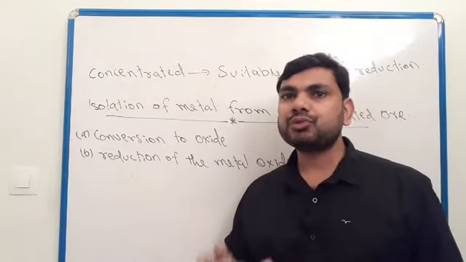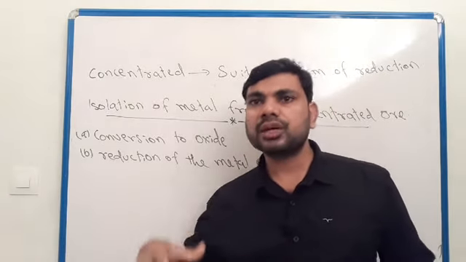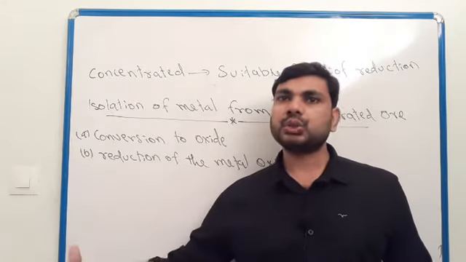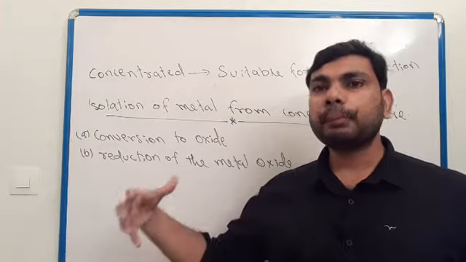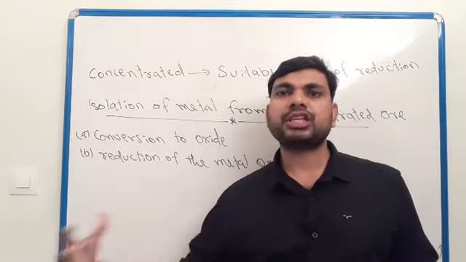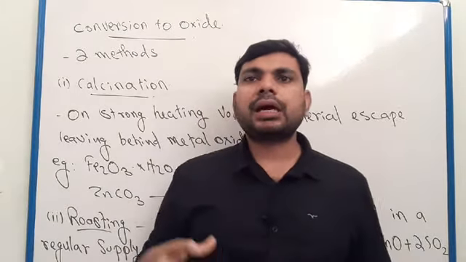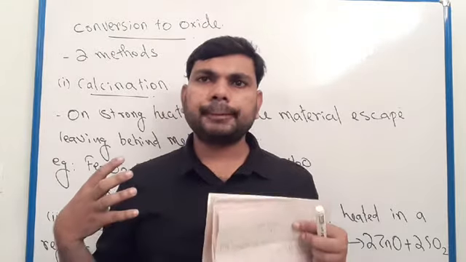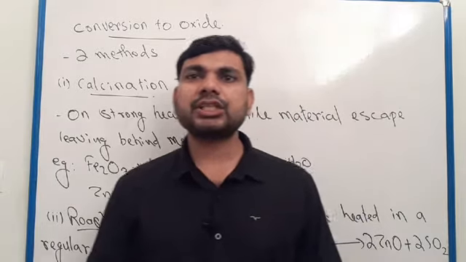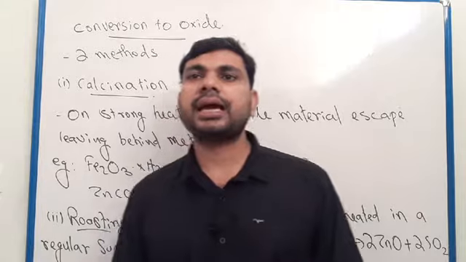First, we convert concentrated ore into metal oxide. Second step, metal oxide is converted into metal. That is reduction of metal oxide. We discussed there are two different methods to convert concentrated ore into metal oxide: calcination and roasting. So we will discuss details about calcination and roasting.